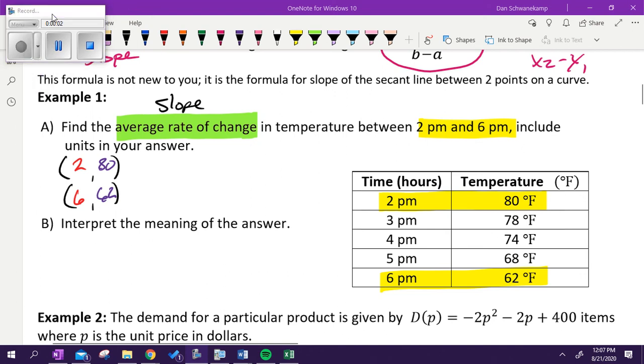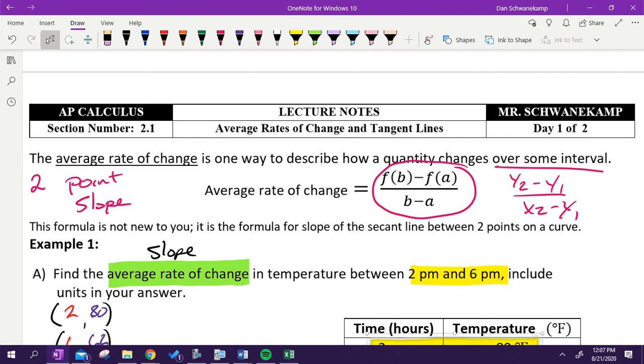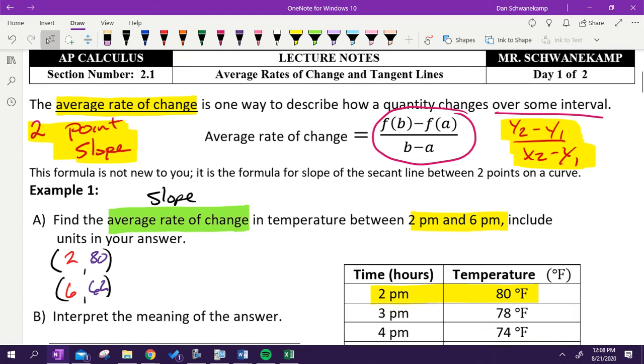All right, so through that Desmos activity we just completed, we started talking about tangent lines versus secant lines. In bell work, we talked about this phrase as well, average rate of change. When you see average rate of change, you can get this fancy formula. Average rate of change is how a quantity changes over some interval, f of b minus f of a all over b minus a. That looks fancy. All it means is slope. In particular, it means a 2-point slope, just like every slope we've ever done before. So average rate of change means slope.